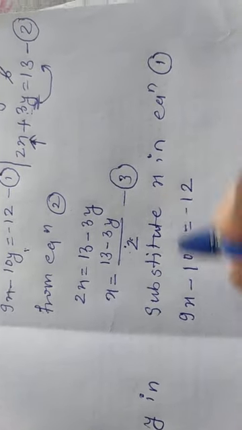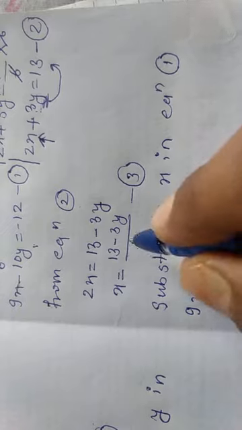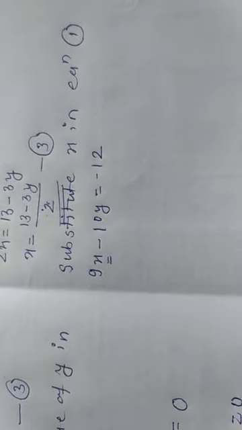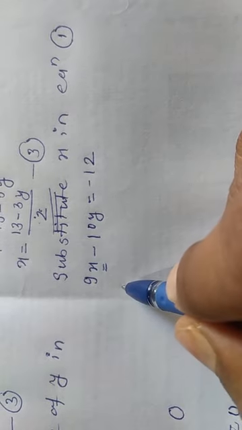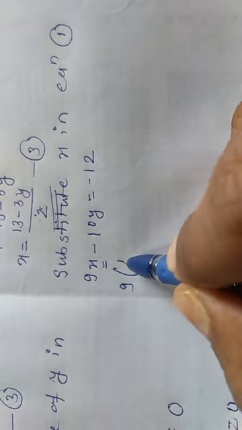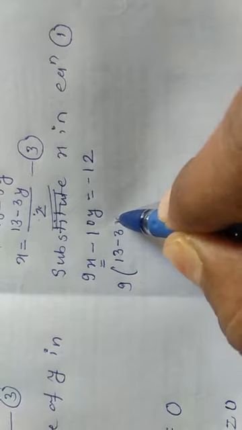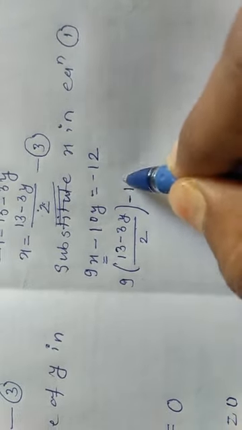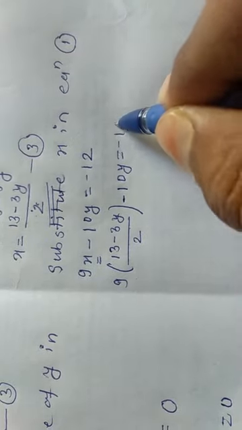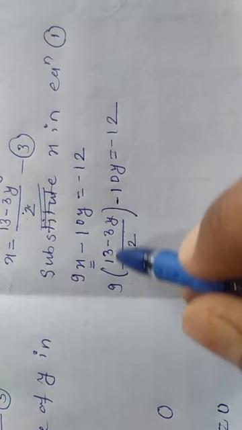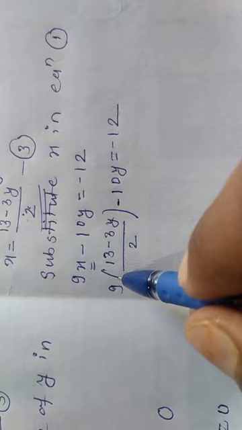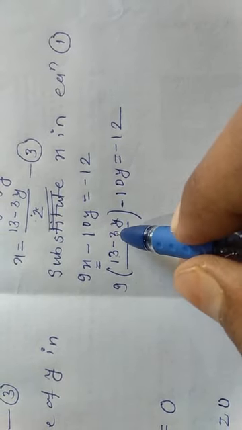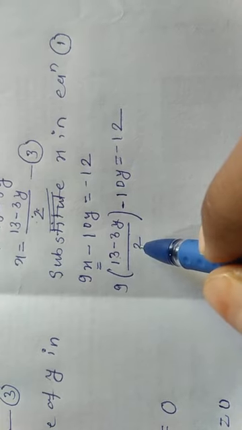So if I put this value in place of x, what we will get here is 9 in bracket 13 minus 3y upon 2, minus 10y is equal to minus 12. So now this 9 we can multiply with this numerator only. 9 will multiply with 13 and 9 will multiply with 3, and 9 should not multiply with the 2.